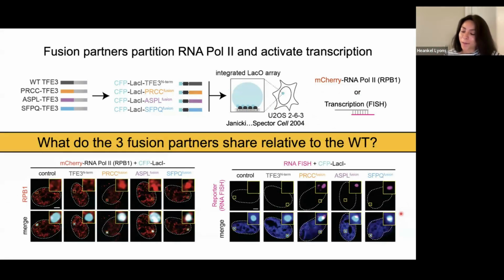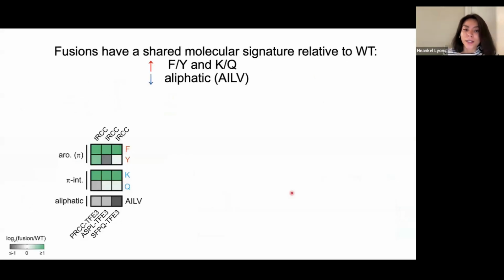And so you're probably wondering what's unique about these fusion partners that the wild-type TFE3 N-terminal region doesn't have. And so after some analysis, we realized the fusions share an enrichment for this molecular signature I'm showing you here. So they were enriched for some aromatic residues and for some pi-interacting residues, so lysines and glutamines, which can be sometimes partially charged. And they were also depleted for these aliphatic residues. And again, this is all compared to the wild-type protein they replace.